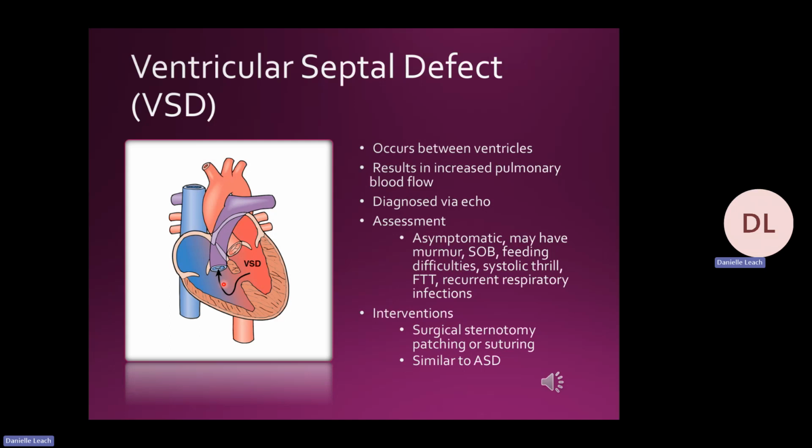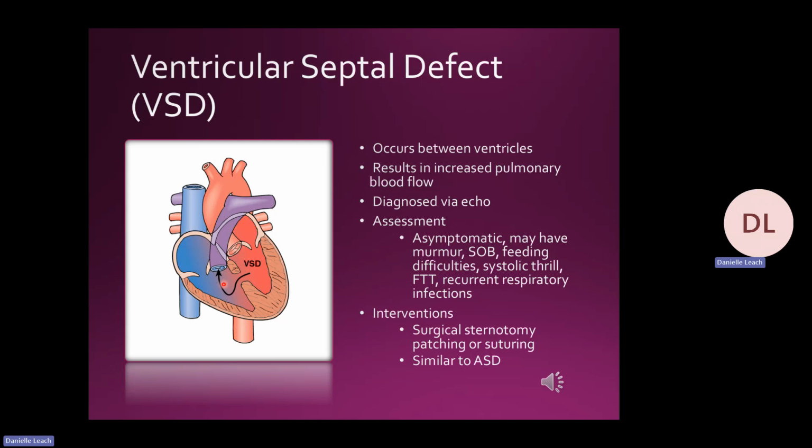So assessment-wise, this one could be asymptomatic, especially if it is very small, but they could have a murmur, shortness of breath, feeding difficulties. They could have a systolic thrill, which is basically where you can feel a vibration if your hand was on their chest. They could have failure to thrive and recurrent respiratory infections.